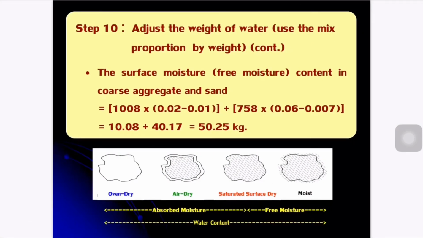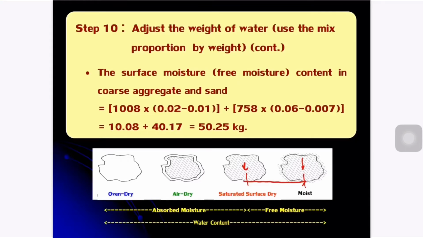From this diagram, SSD is at this point and the aggregate given by the problem is at this point. So the difference between the 2 points is the excess water or free moisture content. From the knowledge of the test of specific gravity and water absorption of aggregates, we calculate water absorption and water content by comparing with dry weight. Thus, dry weight of aggregates is used in the calculation in order to find the free moisture content.